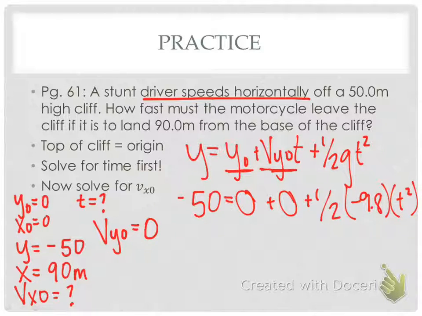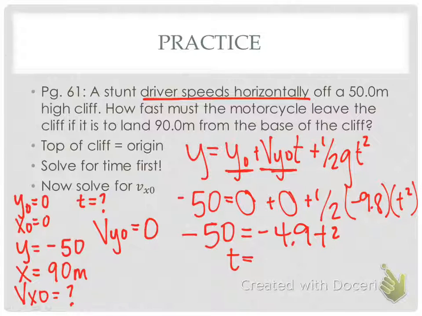Okay. This accounts for the entire projectile. We're not dealing with peak height here, so that means we're not looking at half the motion. We're accounting for the entire motion. Okay, so we don't have to worry about multiplying the time by 2 or anything like that for this problem. Okay, so negative 50 equals negative 4.9 t squared. That means our t is equal to, I got 3.2 seconds. All right.